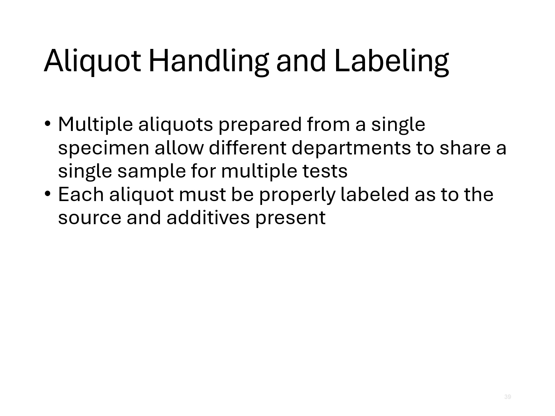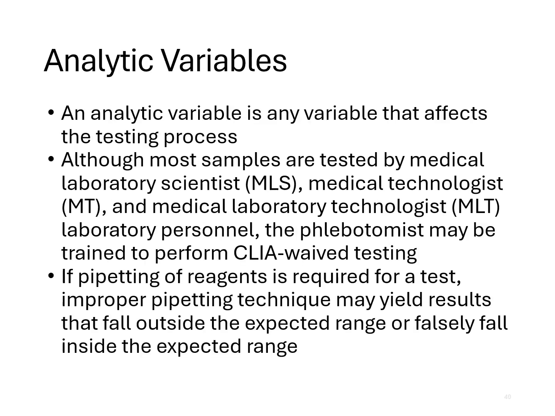Aliquot handling and labeling. So multiple aliquots prepared from a single specimen can help different departments to share a single sample for multiple tests. Each aliquot must be properly labeled with 2 patient identifiers, so we know who the patient is, and then we also need to make sure that we have the additives present listed as well.